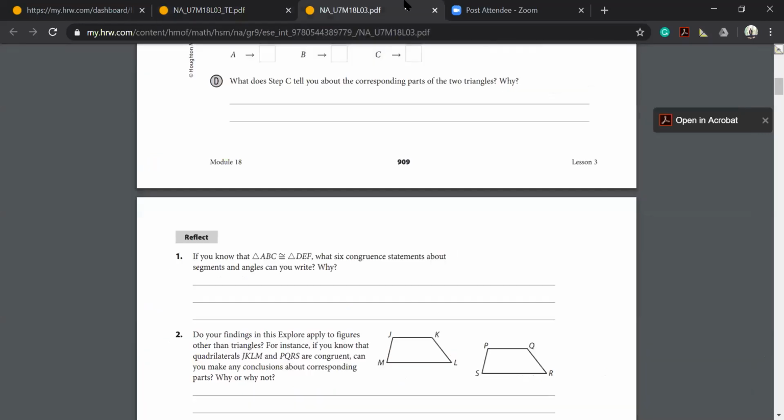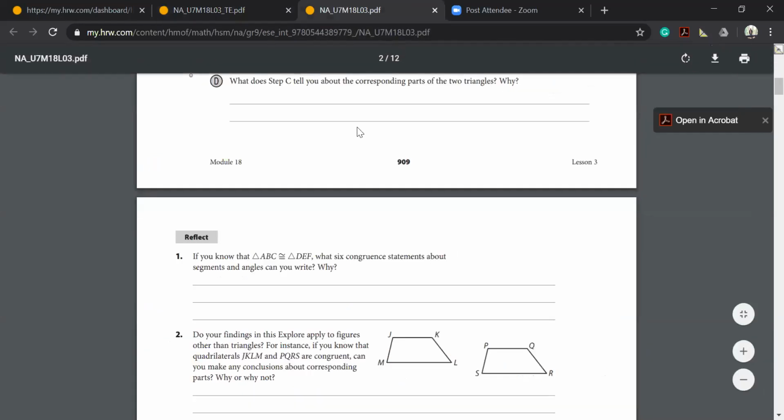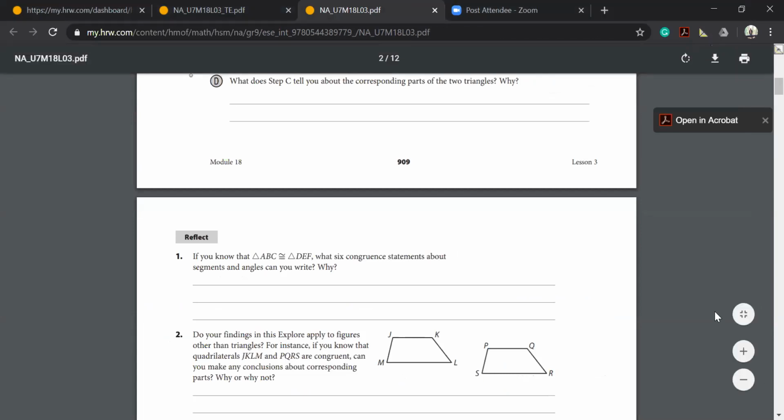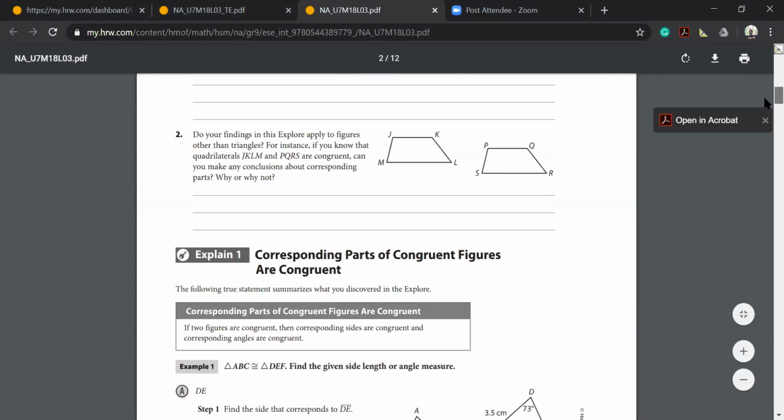Okay. Going back to our book. We don't need to do reflect number 2. We're just going right away to our explanation. The first explain 1, corresponding parts of congruent figures are congruent. The following rule or statement summarizes what you discovered.